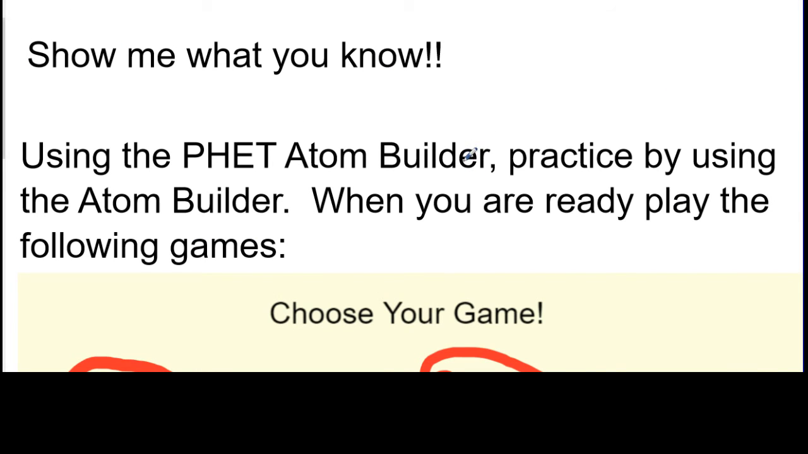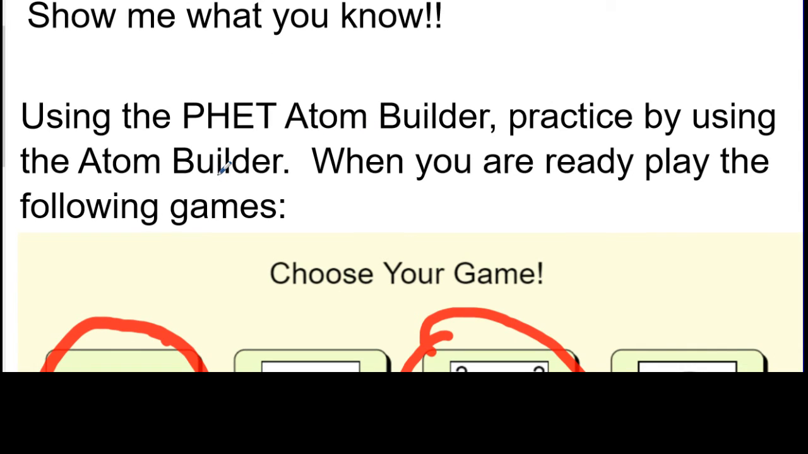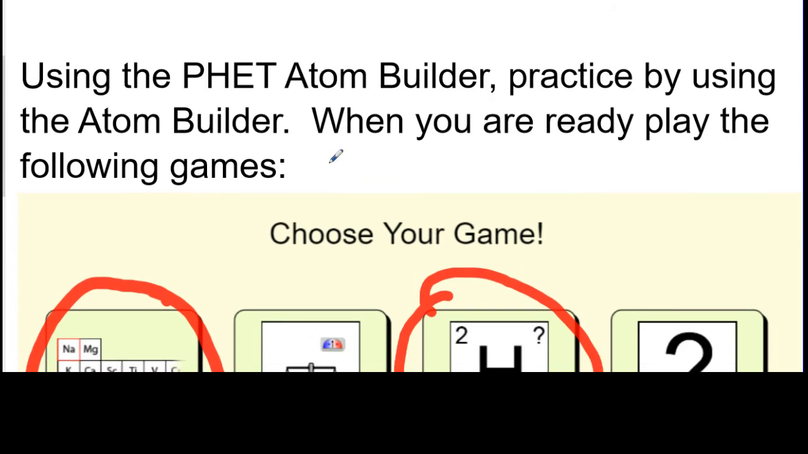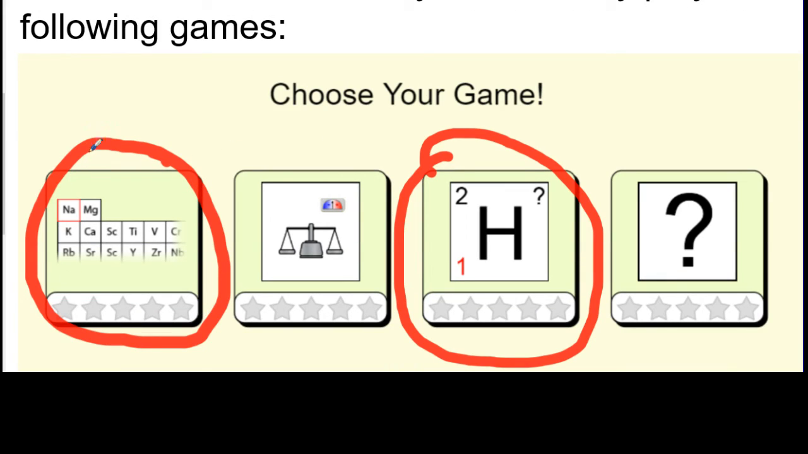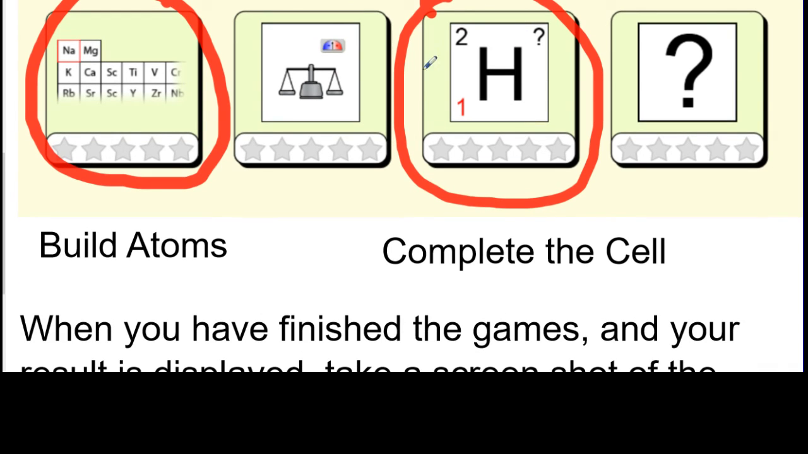You understand? So now it's your turn to show me what you think. You're going to practice by using the atom builder. When you're ready, you can play the following games. You'll create board diagrams depending on the element, or it'll ask you which element it is based off the information, and then you're going to complete the cell based off of the information that's given, usually a board diagram.